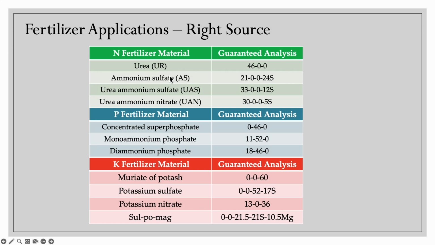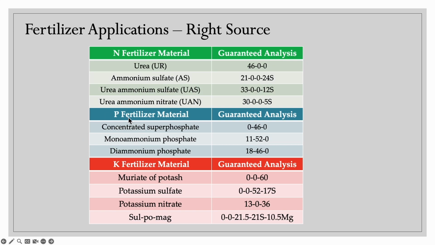For our nitrogen fertilizers, one of the most common ones is going to be urea. That is a 46-0-0. And then another one that you'll find very common is going to be urea ammonium sulfate. And you'll see this as a 33-0-0-12S. And so this S means that it has 12% sulfur in this fertilizer material. And we'll talk about this in the sulfur module.